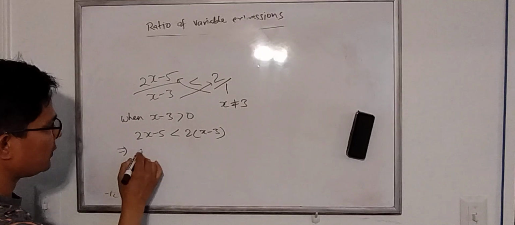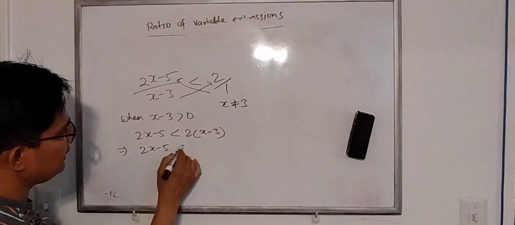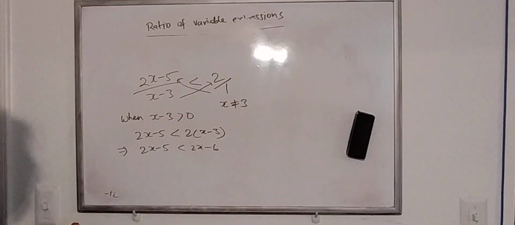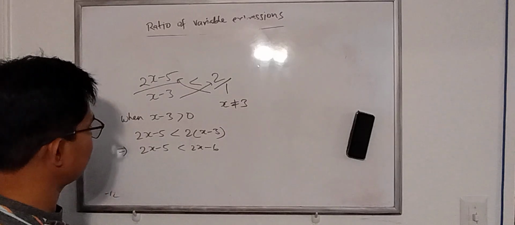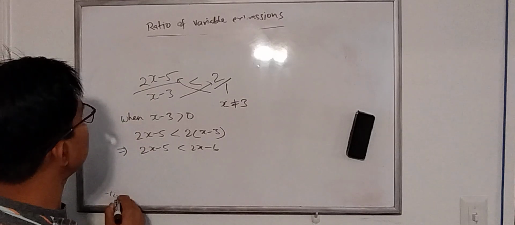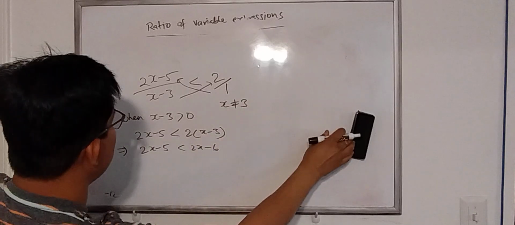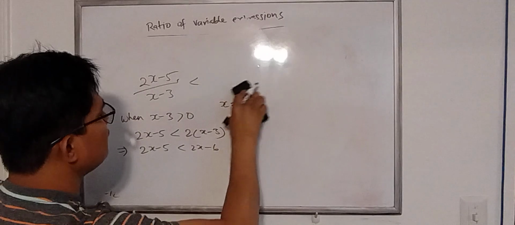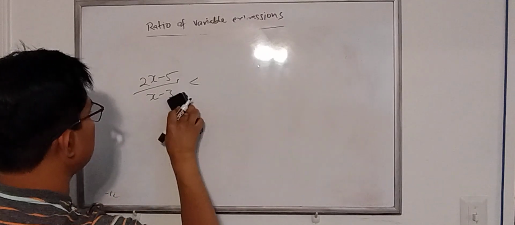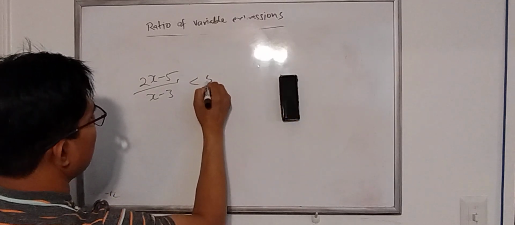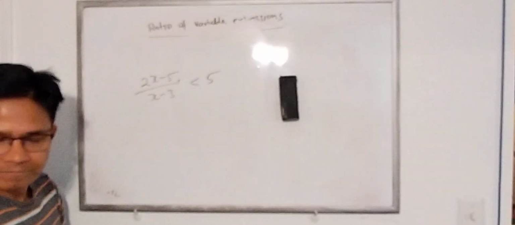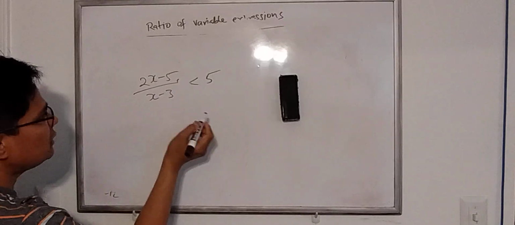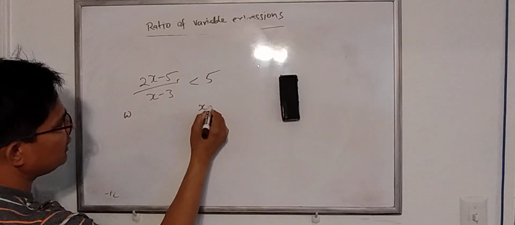Now let's solve this one. 2x minus 5 is less than 2x minus 6. Okay, I think we should select some other number. Let's try here. Five. Okay. So let's continue here. So x should not be equal to 3.